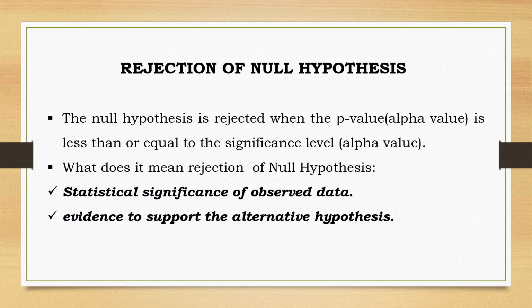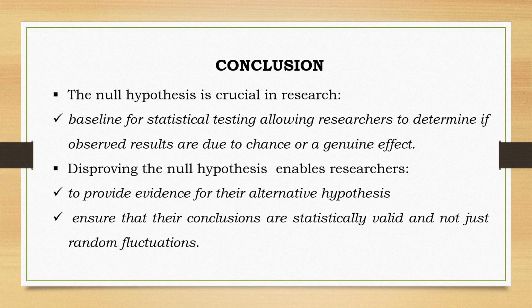Rejection of the null hypothesis. The null hypothesis is rejected when the p-value is less than or equal to the significance level. What does it mean, rejecting a null hypothesis? Once the null hypothesis is rejected, this one actually is very important because it means that your observations are very significant and can provide evidence to support the alternative hypothesis.